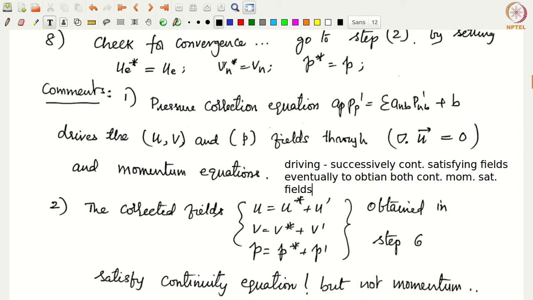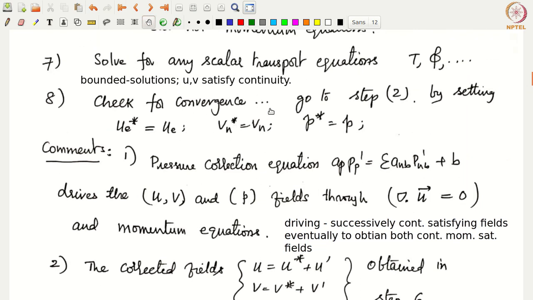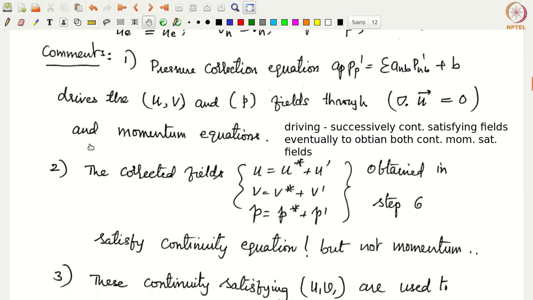That means we have this outer big iteration, this outer loop, which is basically check for convergence, go to step 2. Once you are done with this outer loop, then you have a velocity and a pressure field that satisfies not only continuity but also momentum. Okay, I hope that part is clear.